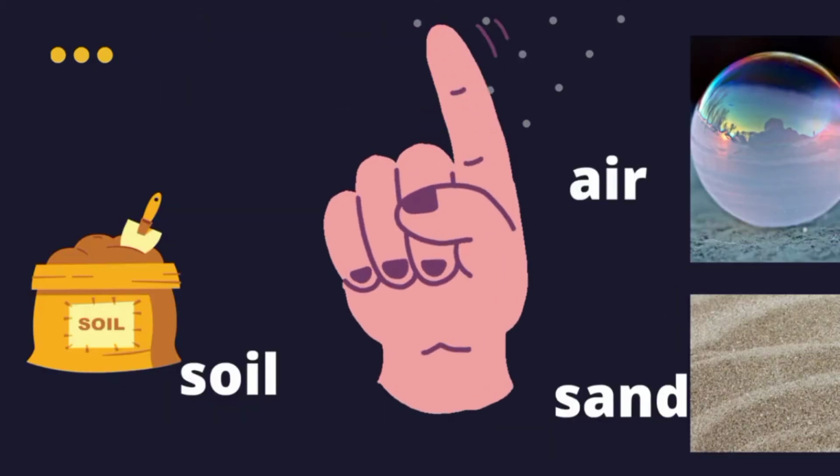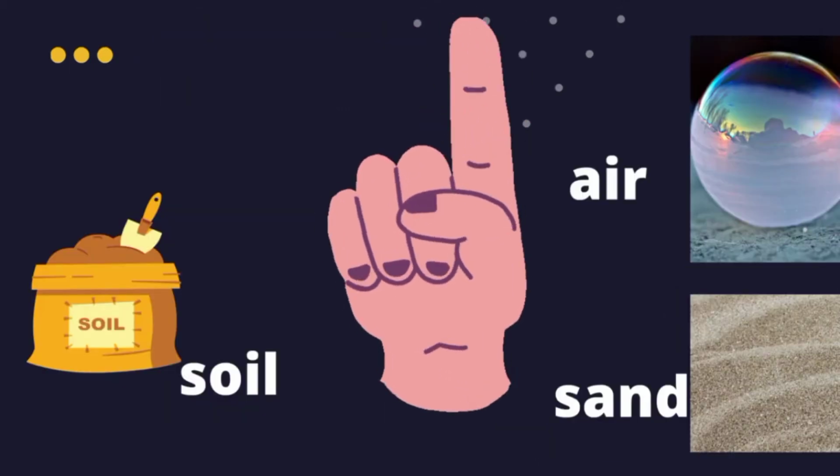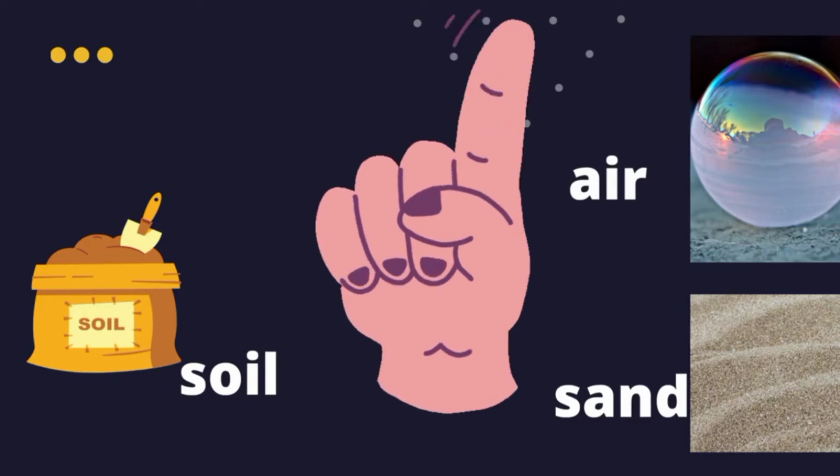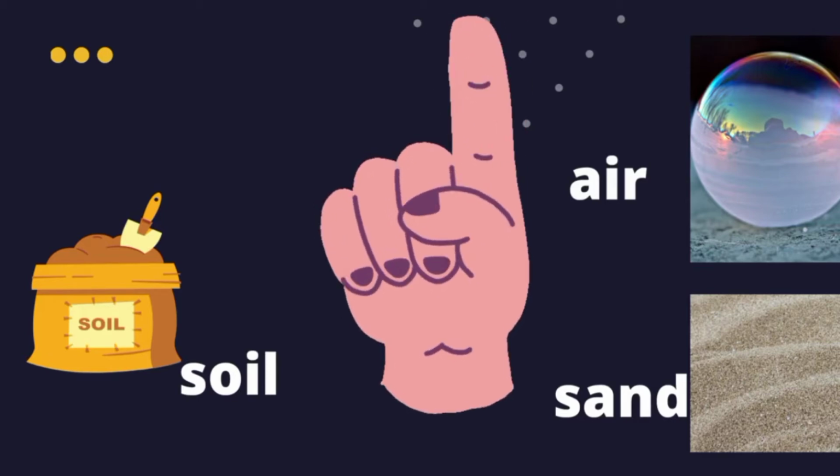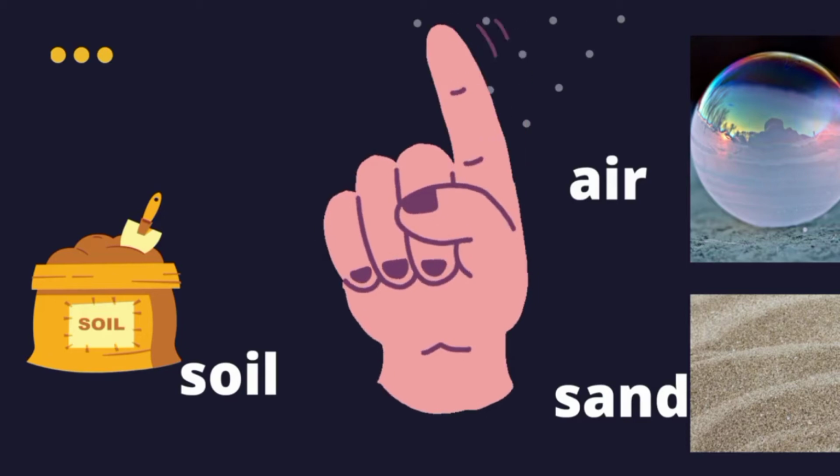Similarly, you can say there is soil in the garden. There is sand in the flower pot. There is air in the balloon or there is fresh air in the garden.